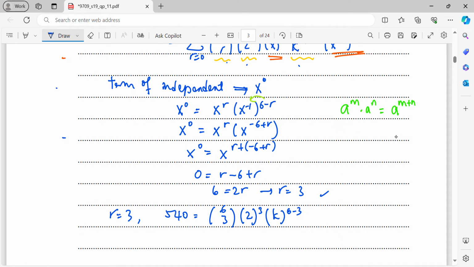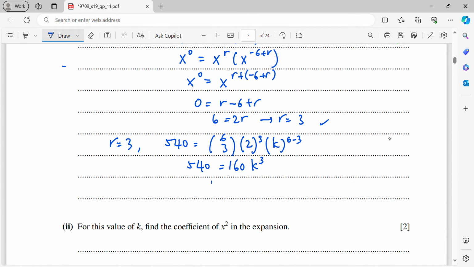Then from here, you will be getting 160 k cubed equals 540. That means now my k is going to be k cube first. Okay, k cube is 540 over 160. That means now your k cube is 27 over 8. Hence, your k is the cube root of this, that will be 3 over 2. So that's the solution of this question.